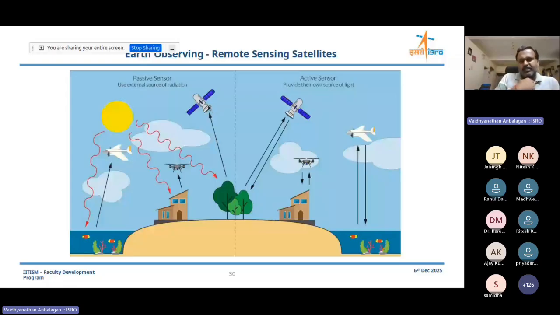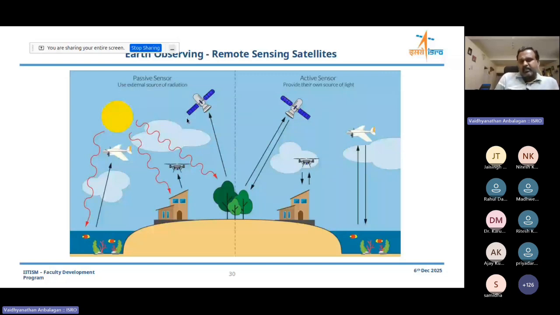For example, if they want to see land and vegetation growth, they use different filters. If they want to see the ocean area, the ocean reflections are always blue, so they use different filters. Likewise, once the image is taken through a particular filter, it gives different information based on your requirement. We call this a passive sensor because the source is the sun.